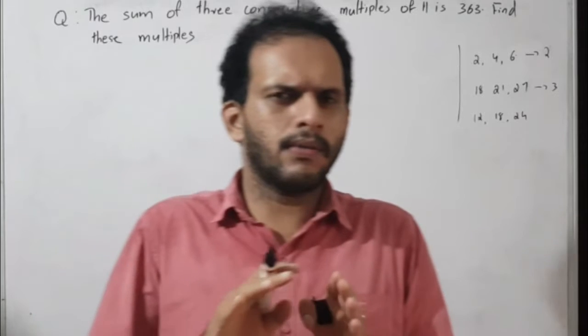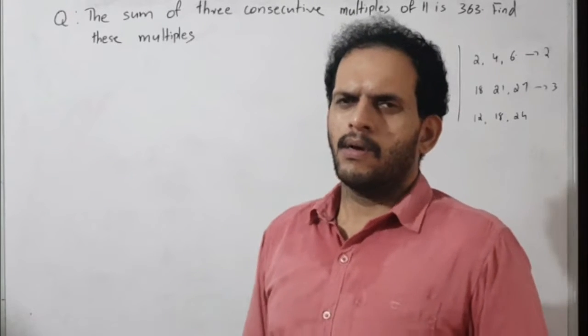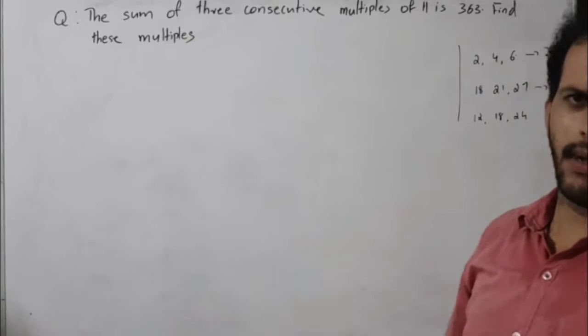So consecutive എന്ന് പറഞ്ഞാൽ എന്താണ് മക്കളെ? അടുത്തടുത്തുള്ള എന്ന് മാത്രമേ അർത്ഥമുള്ളൂ. So here we need to find the consecutive multiples of 11. How many consecutive multiples? 3 consecutive multiples.